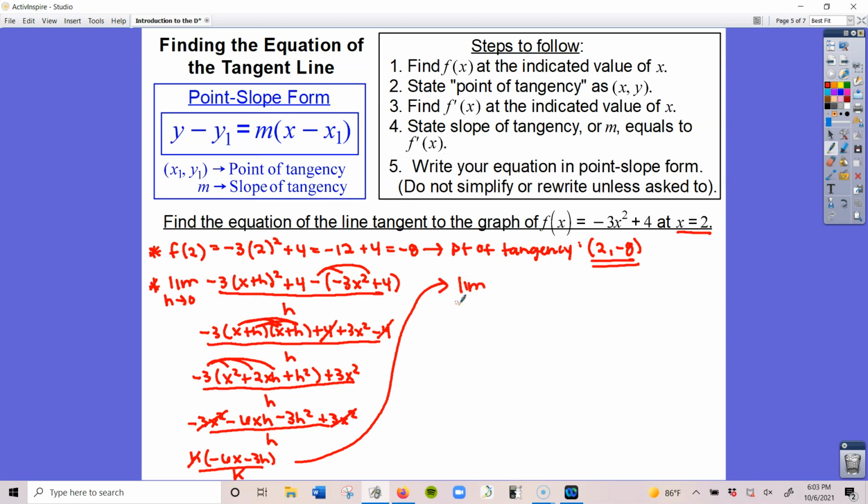So the limit as h approaches 0 of negative 6x minus 3h is equal to negative 6x minus 3 times 0, which would give me negative 6x. So this is my derivative. F prime of x is equal to negative 6x.